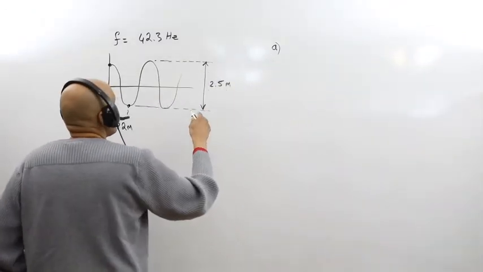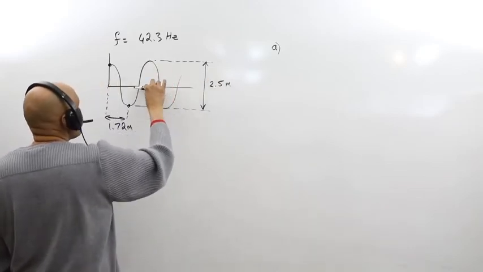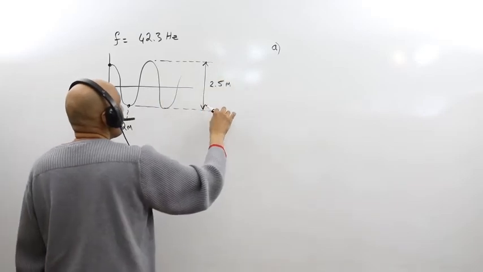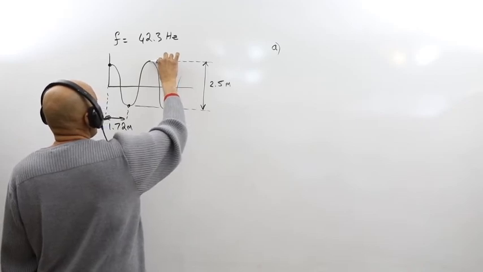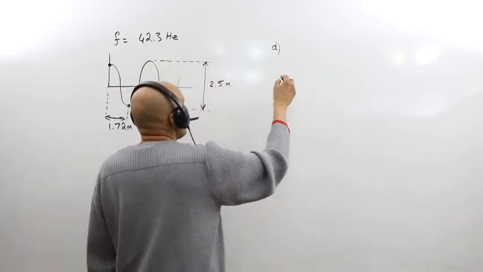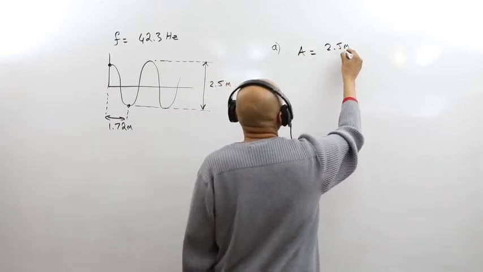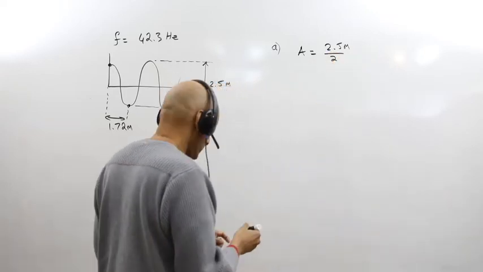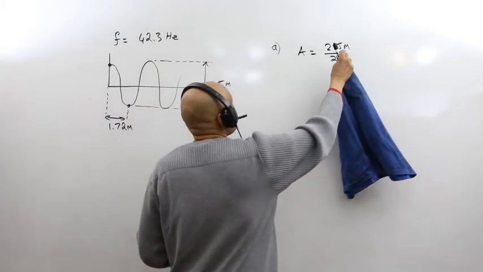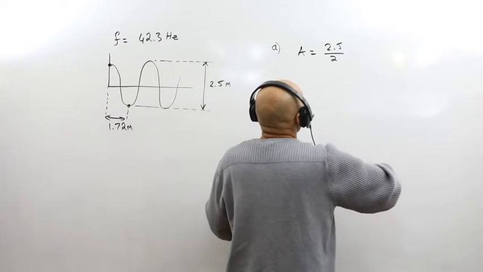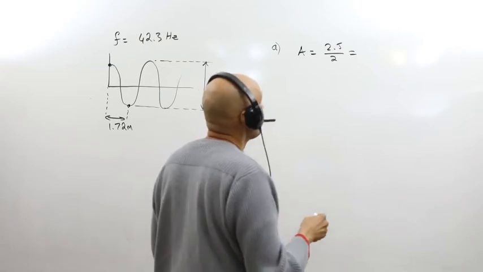So the amplitude is going to be, notice from peak to peak, from the crest to the trough of the wave, is 2.5 meters. So the amplitude is the distance from the center to either the crest or the trough. That's nothing more than, in this case, 2.5 divided by 2. And actually, I just told you not to use units right away, so let me do the calculation without the m. 2.5 divided by 2 is 1.25.